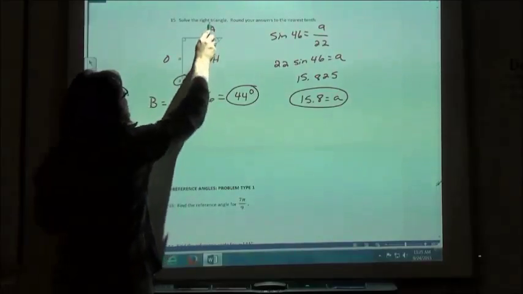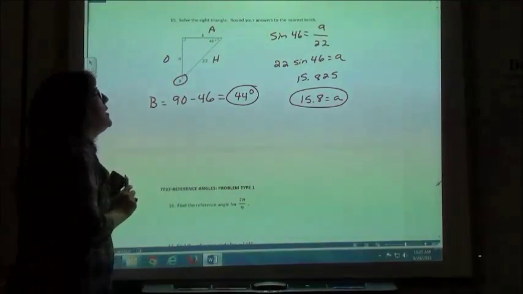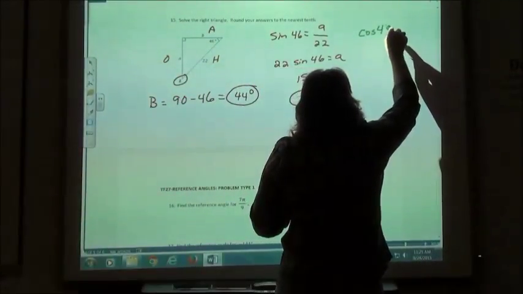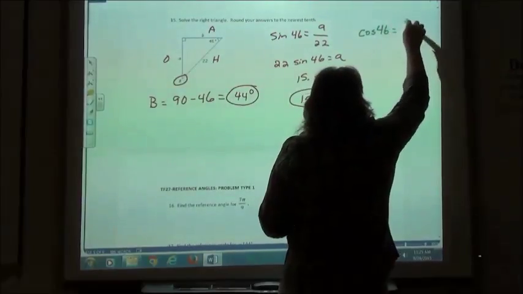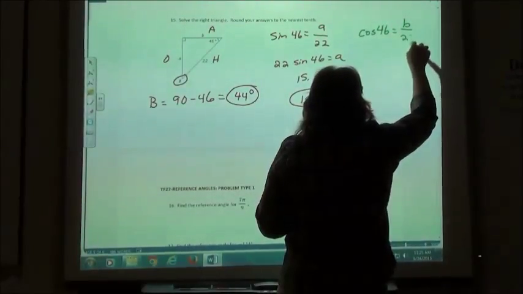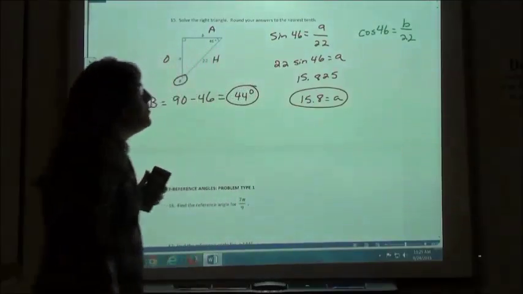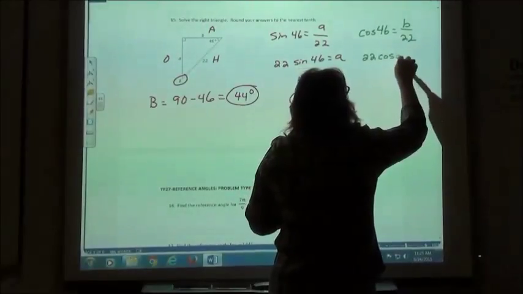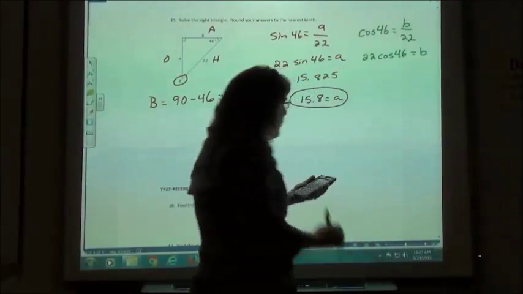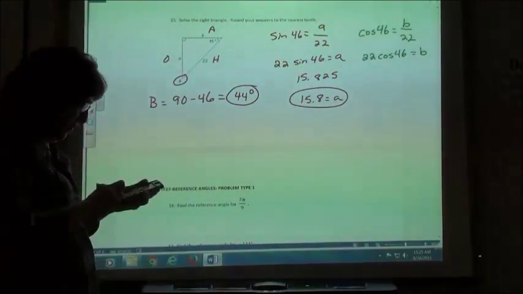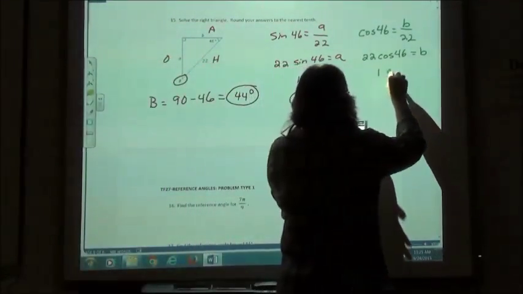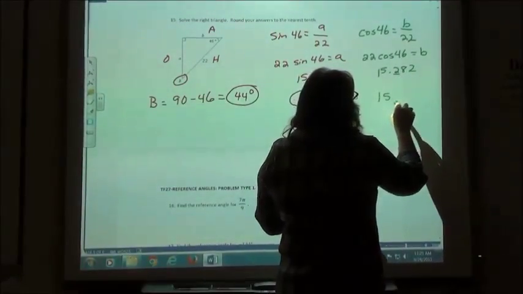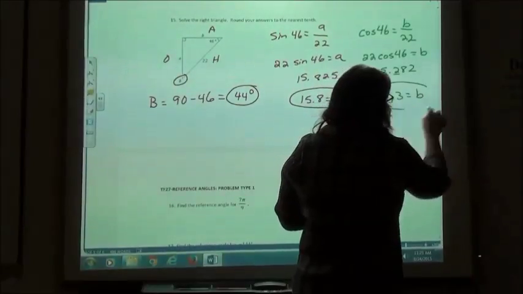Side B, we're going to use our adjacent side and our hypotenuse. So adjacent over hypotenuse would be cosine. The cosine of 46 degrees is equal to the adjacent, which is the B, over the hypotenuse of 22, which again on this one makes it easy. We just need to multiply. So 22 times the cosine of 46 is going to be my answer for B. 22 cosine of 46 gives me 15.282, so rounding to the nearest tenth, 15.3 then is going to be my answer for B.